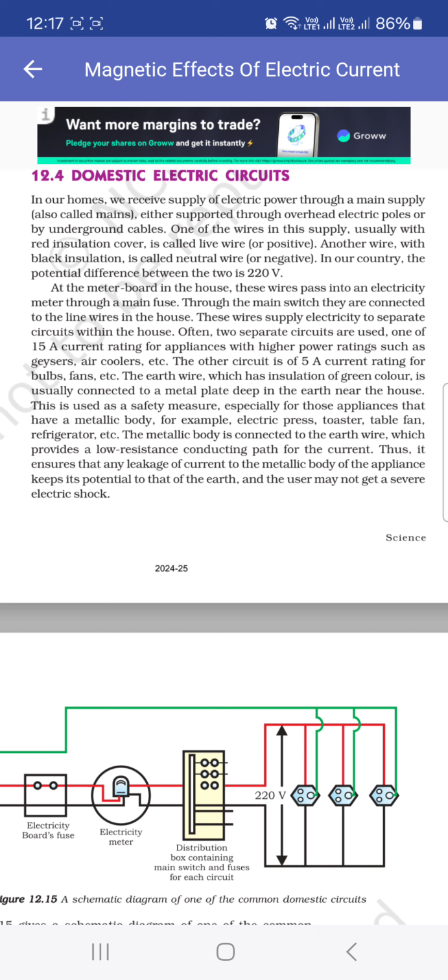For example, electric press, toaster, table fan, refrigerator, etc. The metallic body is connected to the earth wire, which provides a low resistance conducting path for the current.